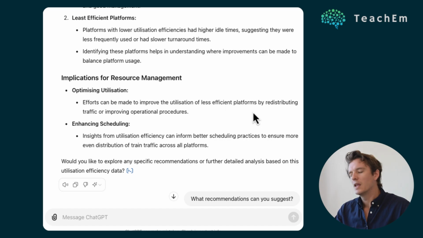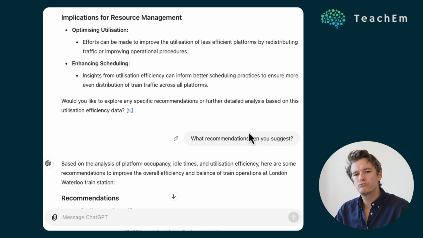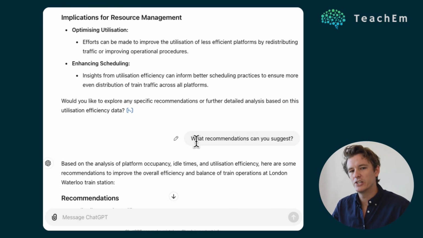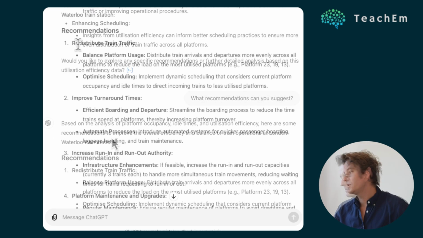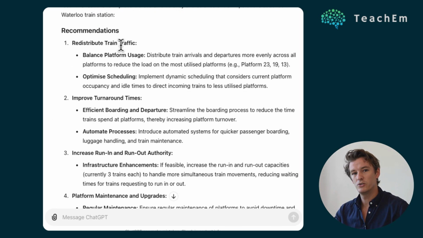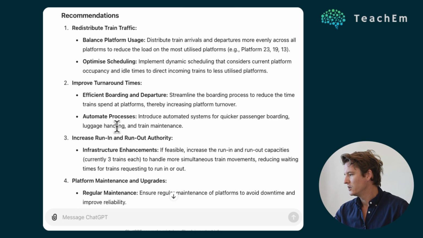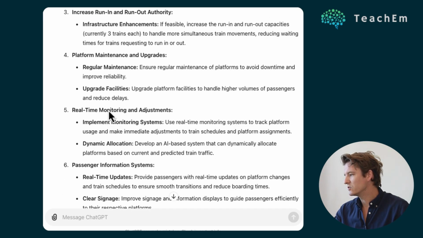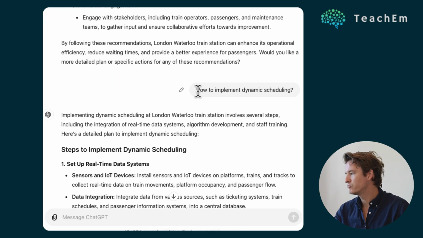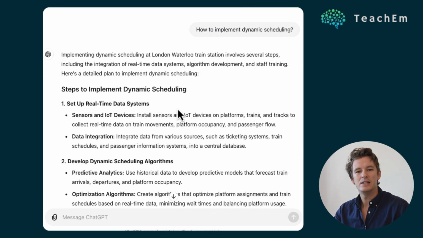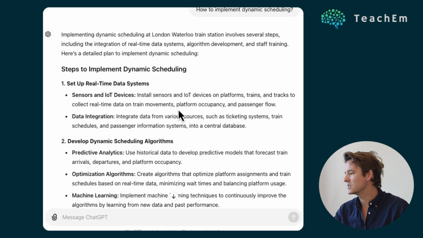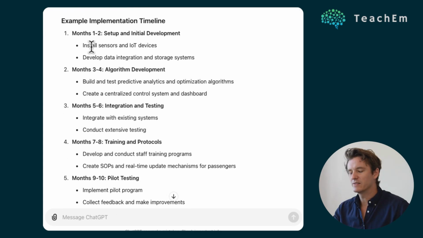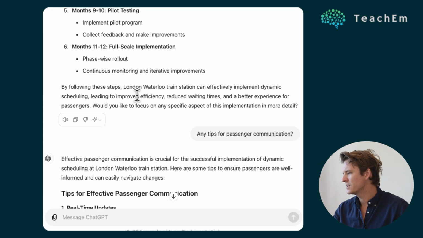And then I throw it a sort of random question. I say, what recommendations can you suggest? So some recommendations, it says you could redistribute train traffic, you could improve turnaround times, you could increase the run-in and run-out authority, you can do platform maintenance and upgrades, you can do real-time monitoring. I say, brilliant, okay, how do we implement dynamic scheduling? And then it starts to go into a much more real-world type planning, and it actually gives a little project timeline. So that's pretty cool.